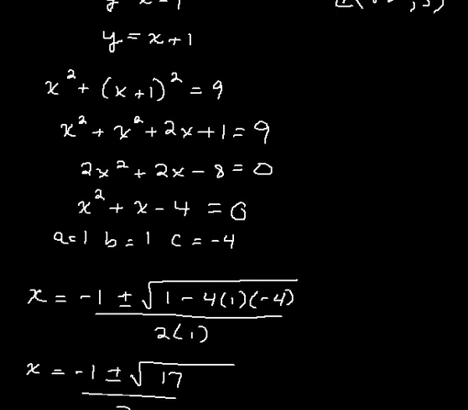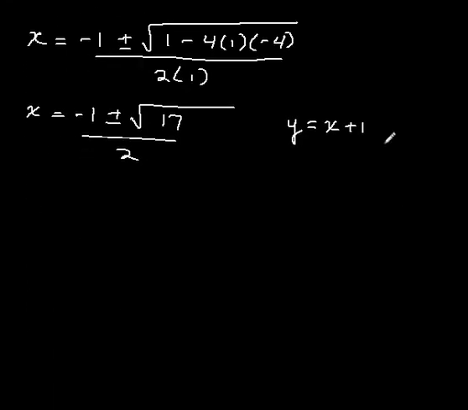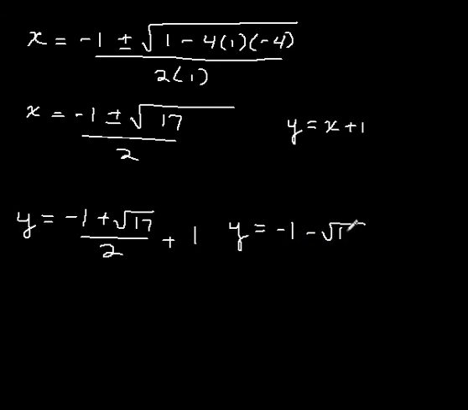Now if we go back up here, we can see that y equals x plus 1. So to get our y's, we're just going to add 1 to this. So to get our first y, it's going to be negative 1 plus the square root of 17 over 2, plus 1. And to get our second y, it's going to be negative 1 minus the square root of 17 over 2, plus 1. So this is two answers, the plus answer and the minus answer, and we just add 1 to it.